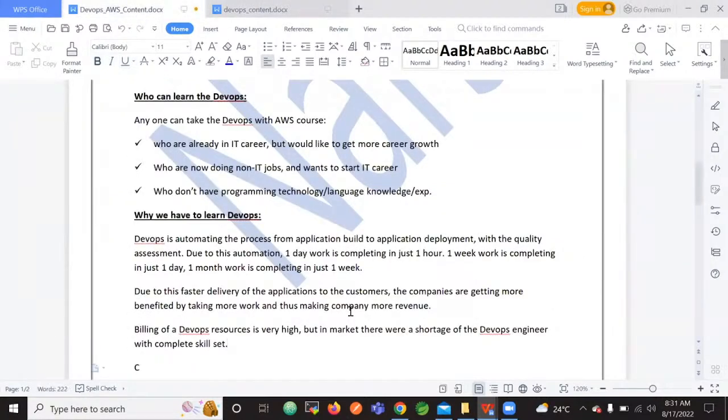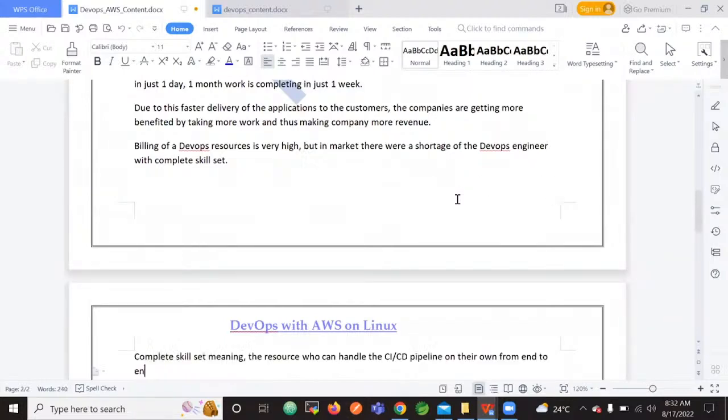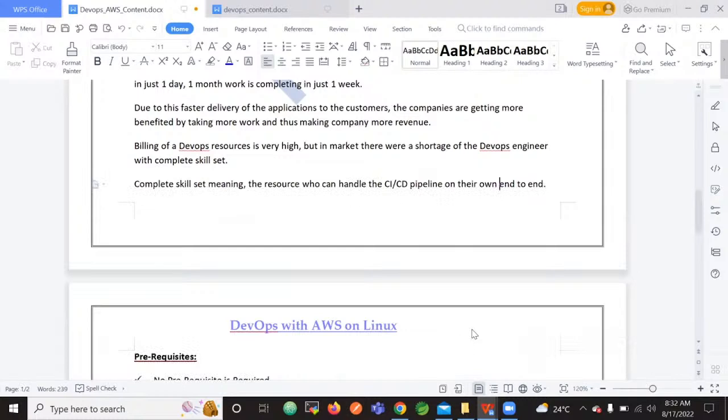Complete skill set means the resource who can handle the CI/CD. What is CI/CD? I'll explain going forward, we'll see the CI/CD pipeline. Complete skill set means the resource who can handle the CI/CD pipeline on their own, end to end. So that is the reason.